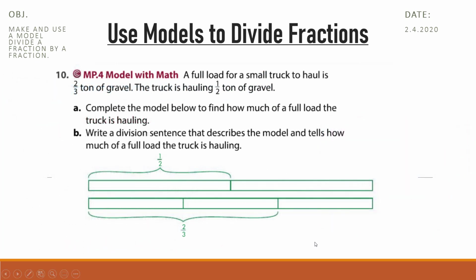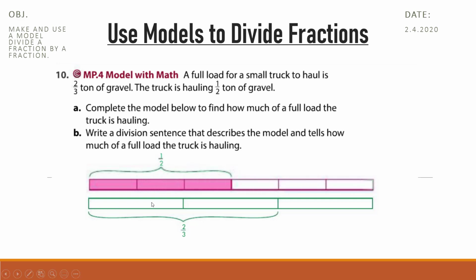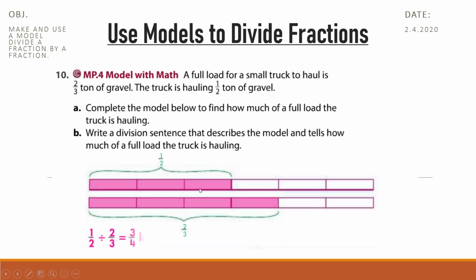In question number 10, a full load for a small truck to haul is 2/3 ton of gravel. The truck is hauling half ton of gravel. So the total here is half. And I want to divide half by 2/3. So we'll complete this model. At first, shade half, great, and here shade 2/3.